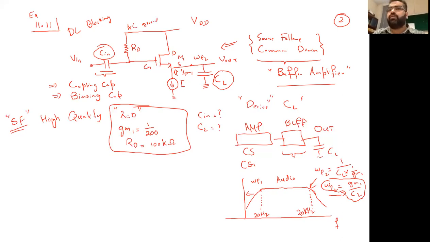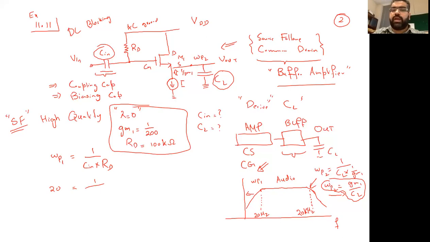Vin will be shorted when finding the impedance. So from this node, omega P1 will be equal to 1 over C in times RD. This pole, which is ultimately the low frequency side pole, and which decides my high pass corner, is equivalent to 1 over omega P1.